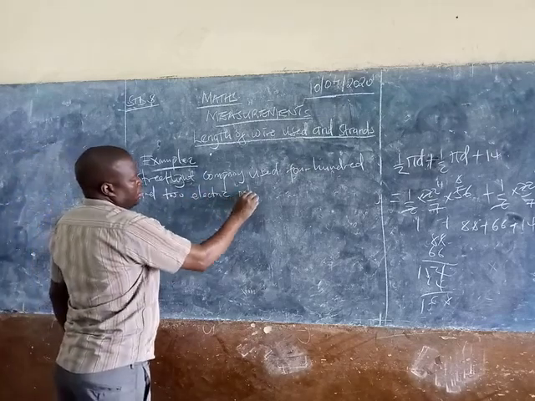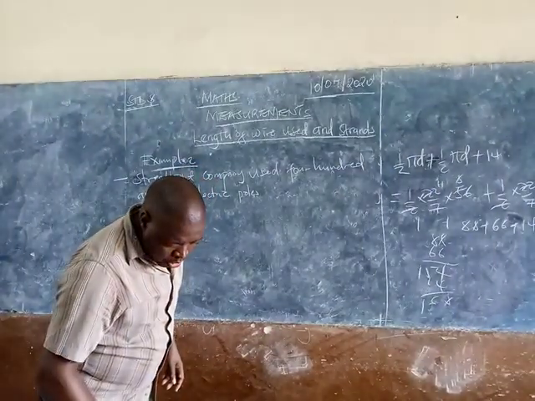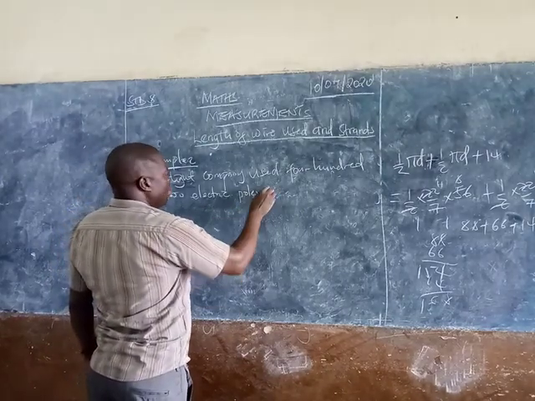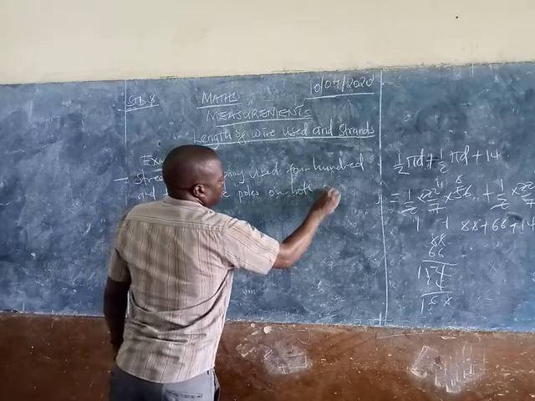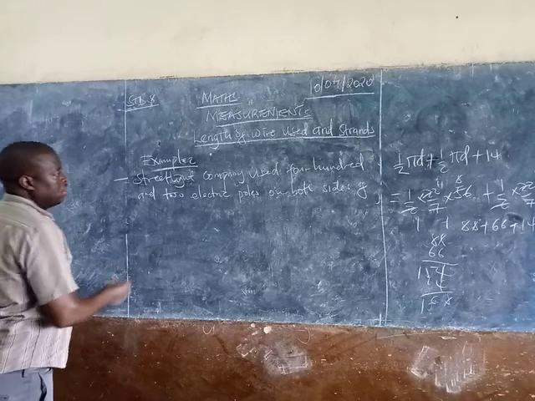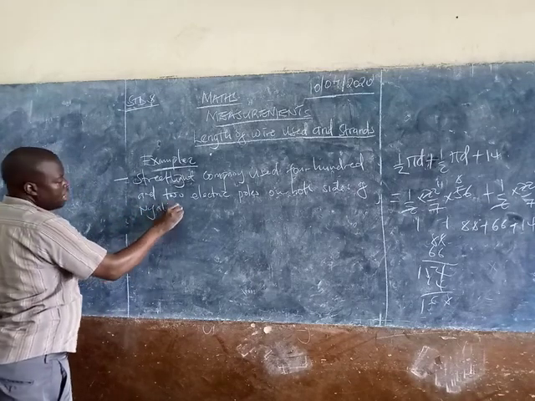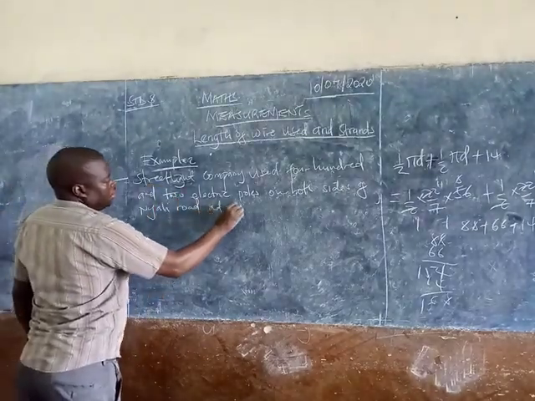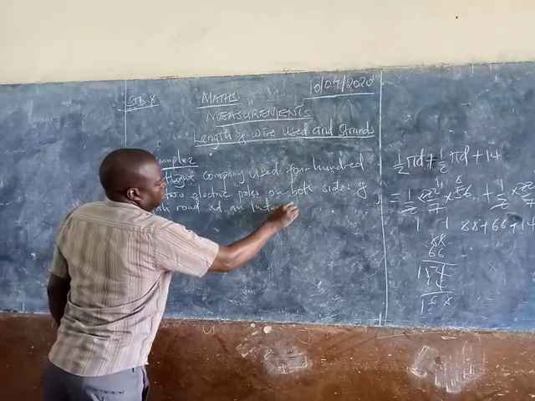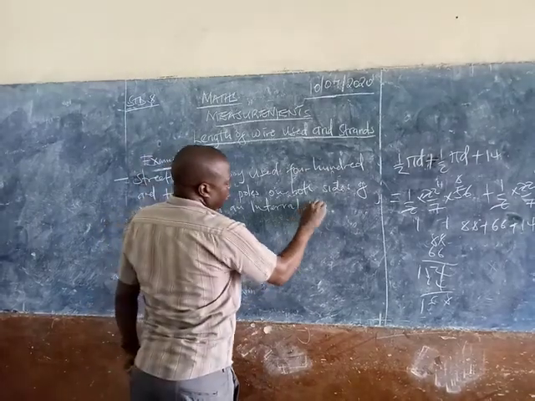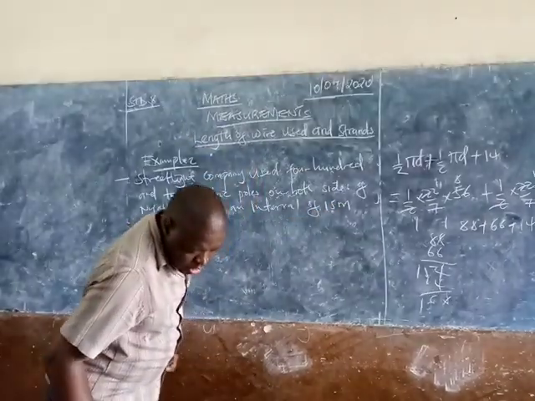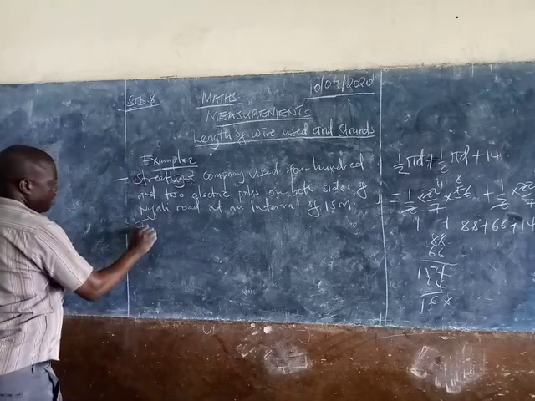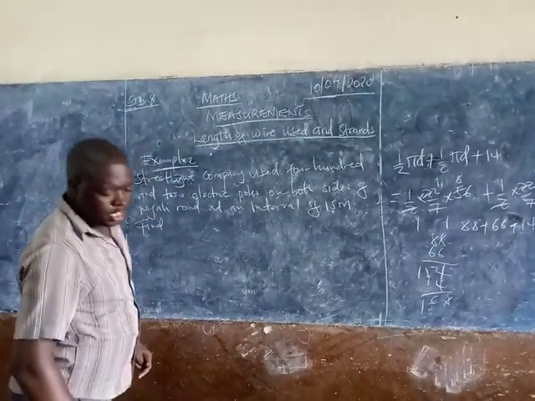electric poles on both sides of Nyali Road at an interval of 15 meters. Now the question is, find the distance of the road.